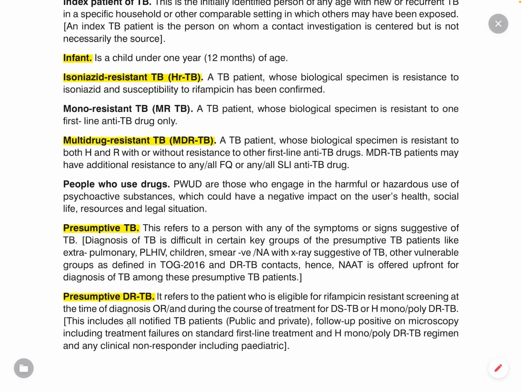This includes all notified TB patients, follow up positive on microscopy, and people who are under treatment of first line regimen and also H mono poly regimen and are clinical non-responders. So all of them come under presumptive DRTB.